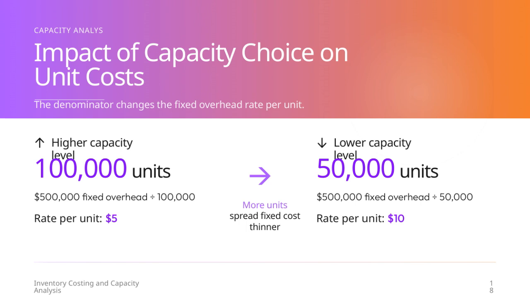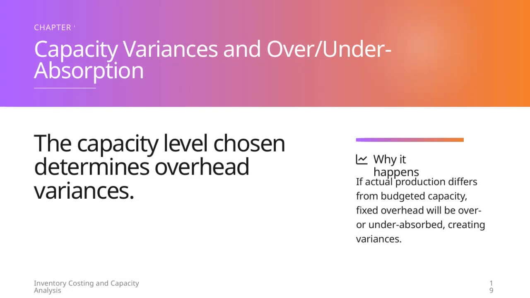The capacity level we select plays a crucial role in determining overhead variances. These variances occur because when actual production doesn't match the budgeted capacity, the fixed overhead costs won't be absorbed as expected. This mismatch leads to either overabsorption or underabsorption of overhead, which is what creates these variances. Understanding this helps us analyze inventory costing more accurately and manage capacity more effectively. It's important to keep this concept in mind when reviewing Chapter 9 on capacity variances and over- or underabsorption.